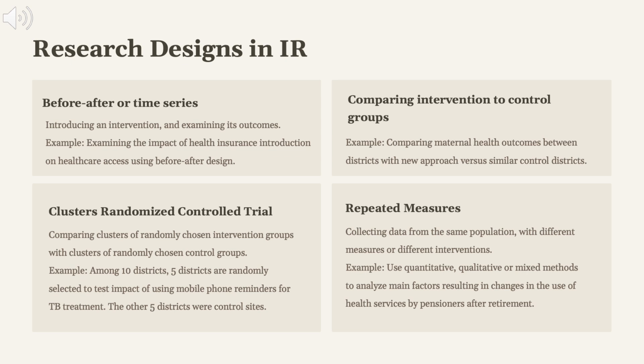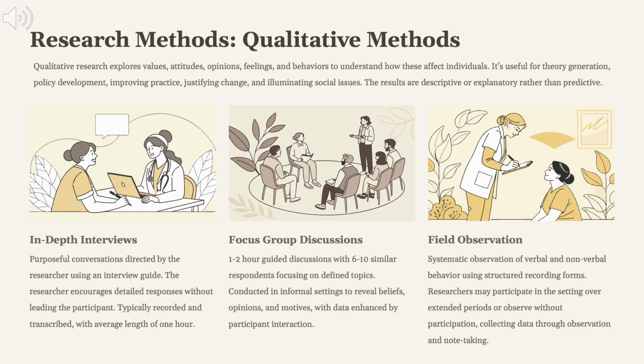Finally, we have the repeated measures design. This involves collecting data from the same population at multiple points, possibly using different types of data or interventions. A good example is studying how retirees use health services over time, using a combination of surveys, interviews, and health records to explore the key factors influencing their healthcare-seeking behaviors. Each of these designs offers unique insights and is chosen based on the research question, context, and practical considerations in the field. Now, let's turn our attention to some qualitative research methods.